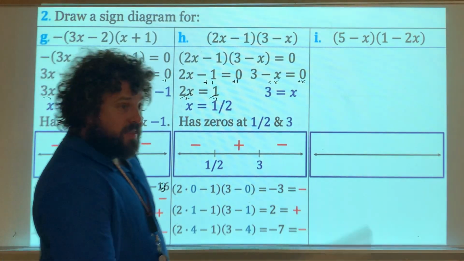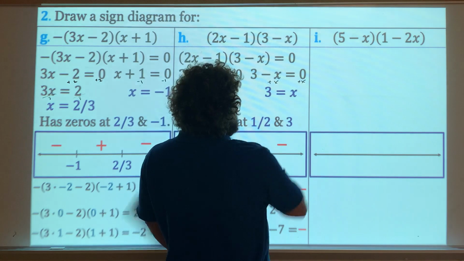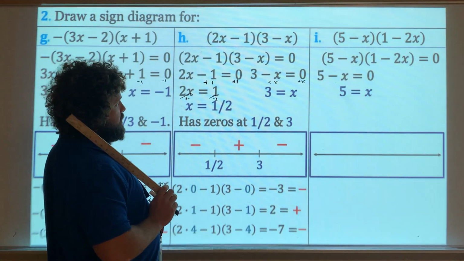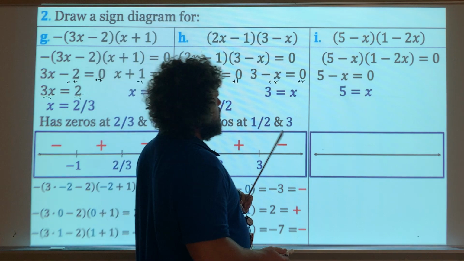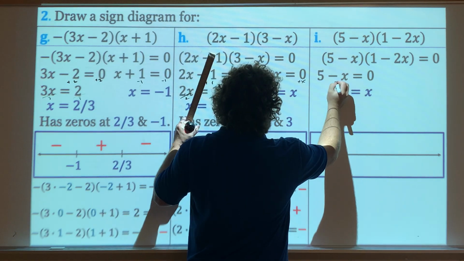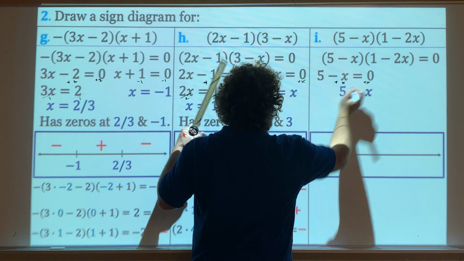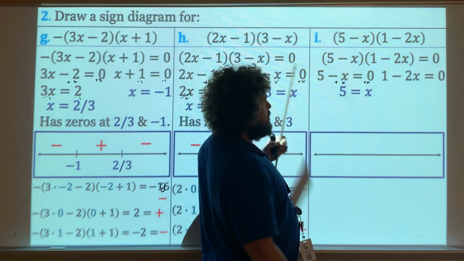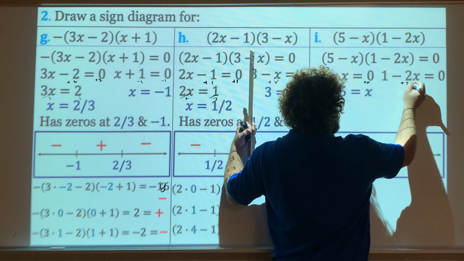Ready for the last one of this set of questions. You set 5 minus x equal to 0, and you set 1 minus 2x equal to 0. So when you're doing this, 5 minus x equals 0. You're going to add your x to both sides and get 5 equals x, or x equals 5. 1 minus 2x, you're going to add 2x.